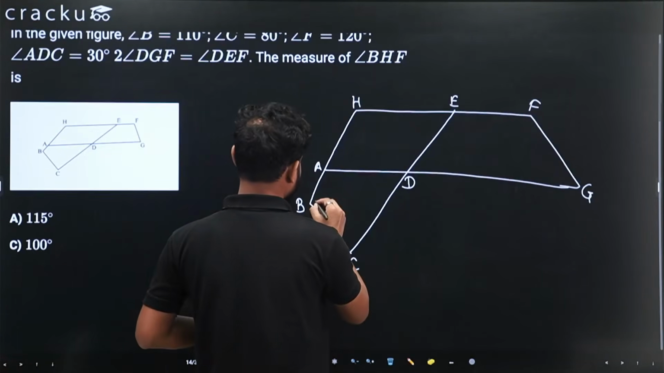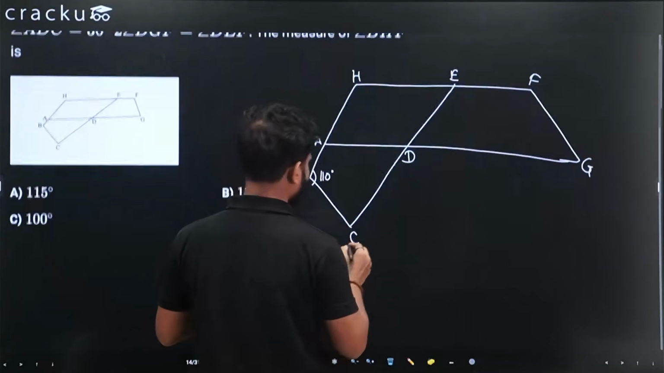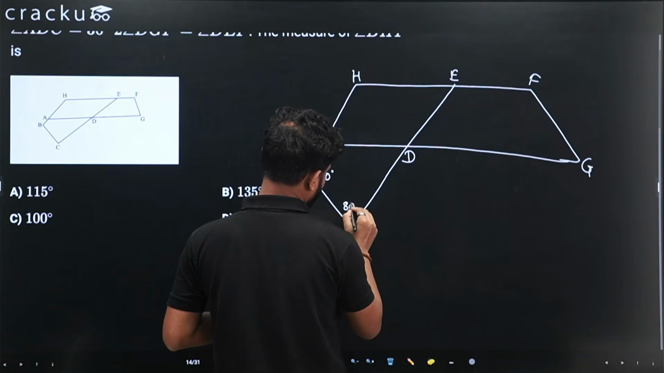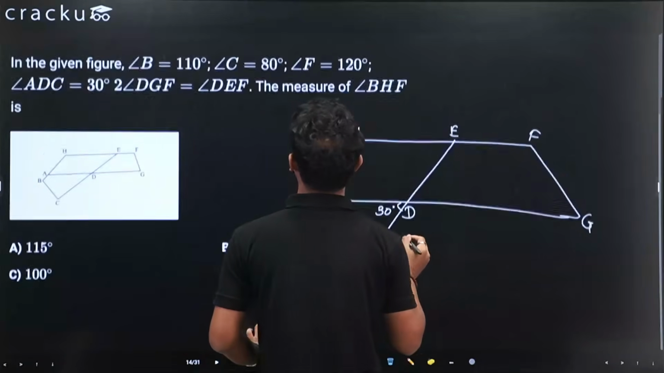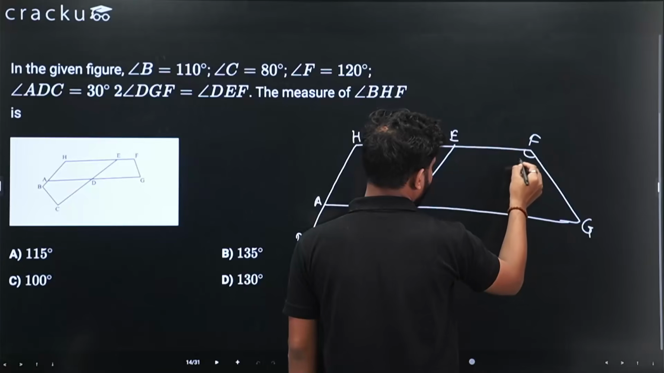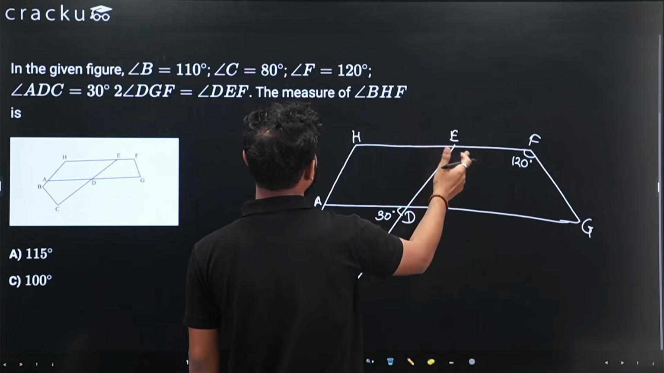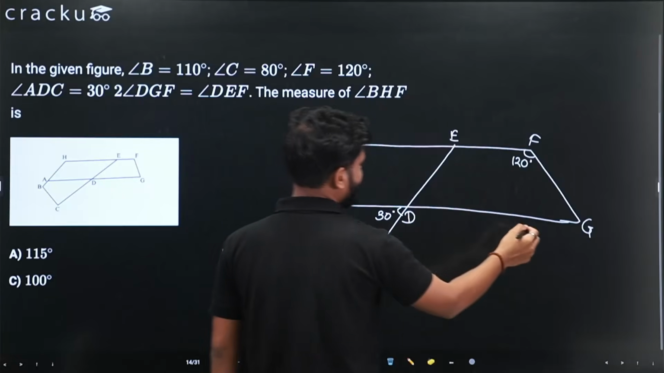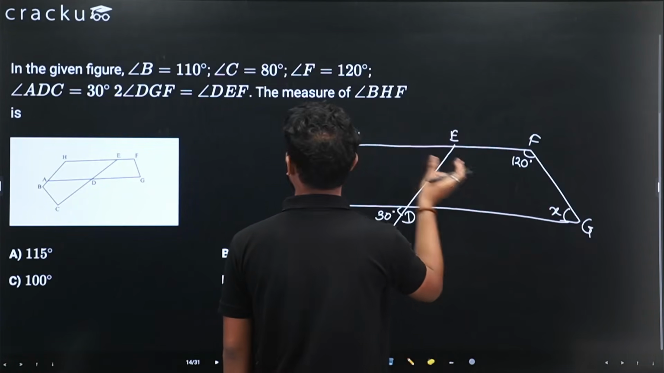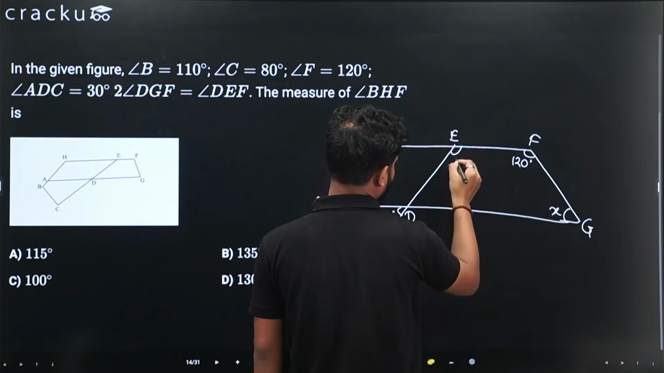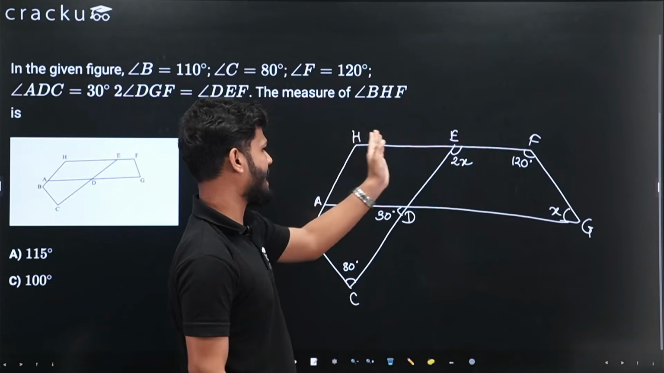Now let us denote the angles. Angle B is given as 110 degrees. Angle C is given as 80 degrees. Angle ADC is given as 30 degrees. Then angle F is given as 120 degrees. Then twice of angle DGF: let us say DGF is x. Twice of this is DEF, so this will be 2x. We need to find this angle BHF.